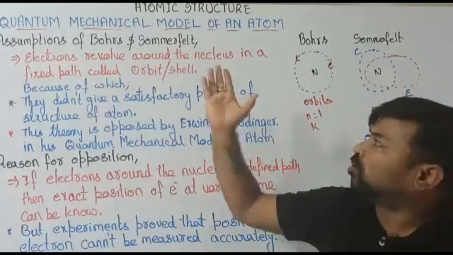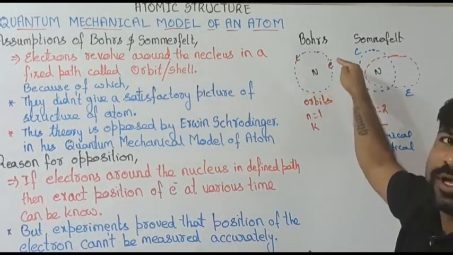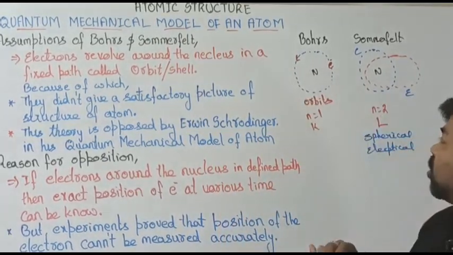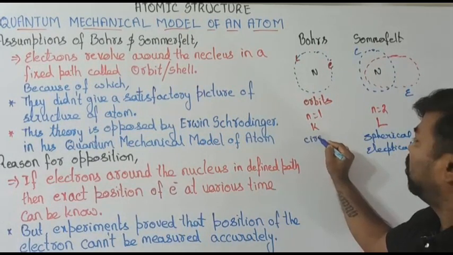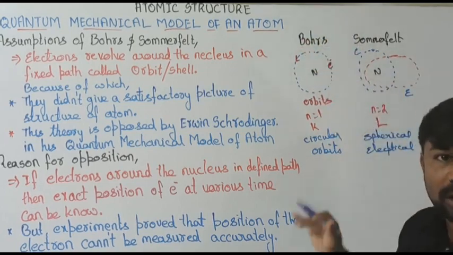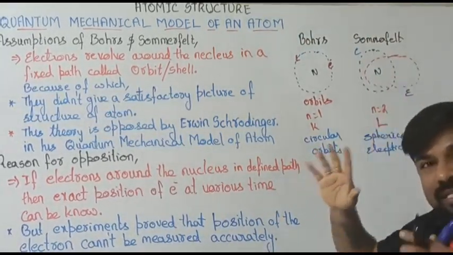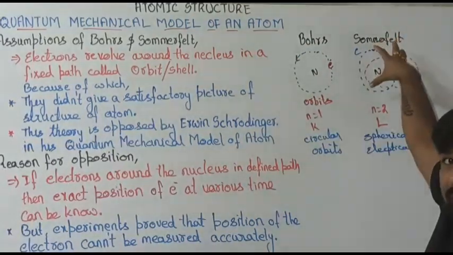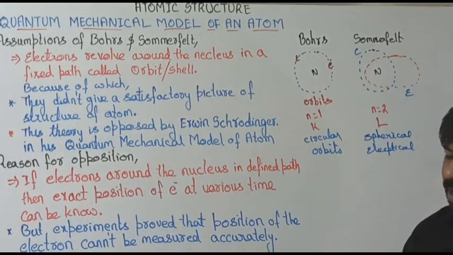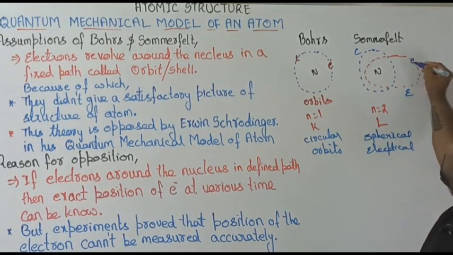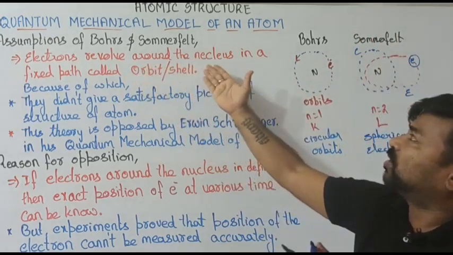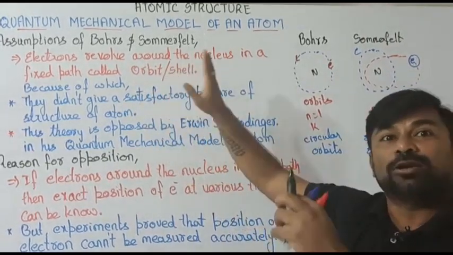So what Mr. Bohr is saying is that electrons are revolving around the nucleus in a fixed path called an orbit, a circular orbit. This is Mr. Bohr's model. Whereas Sommerfeld is saying yes, they are moving in a circular orbit, the first one is circular and all the remaining ones are elliptical orbits. This is the assumption of Mr. Niels Bohr and Sommerfeld, circular and elliptical: electrons revolve around the nucleus in a fixed path called an orbit or shell.